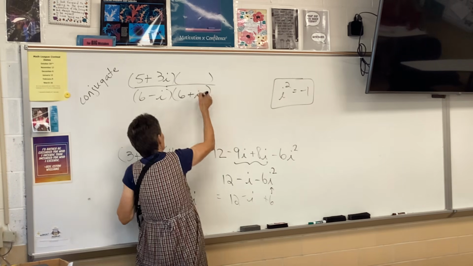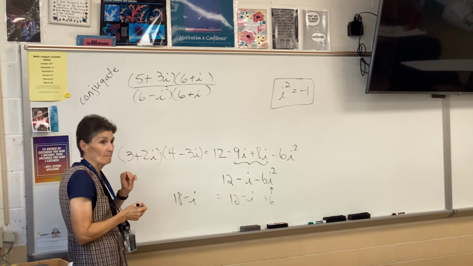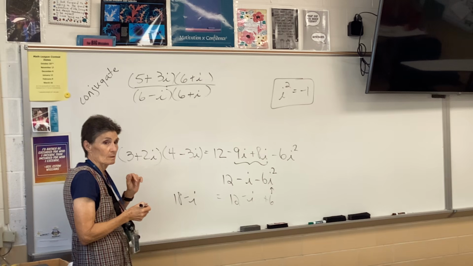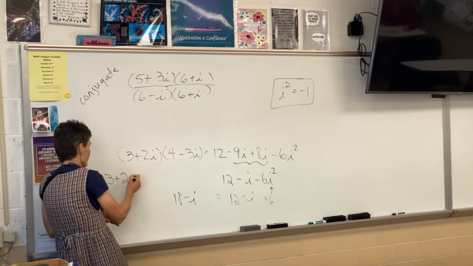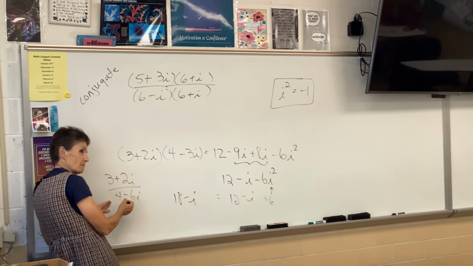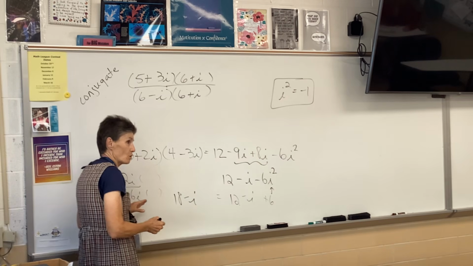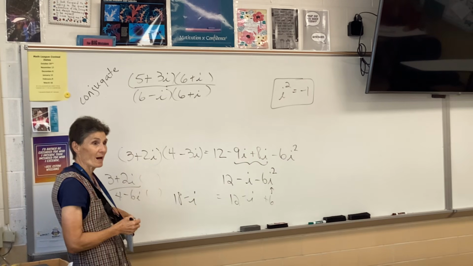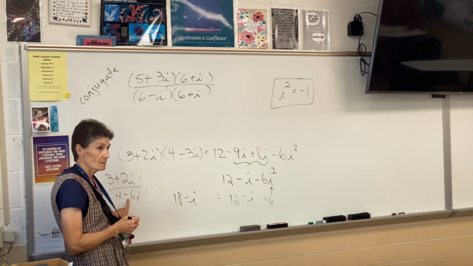If we put a 6 plus i on the bottom, we have to put a 6 plus i on the top. Okay, real quick. What if we had this? What would we multiply by? 4 plus 6i. So we use the conjugate at the bottom, and the conjugate says you change the middle sign. Okay? And it's always the bottom that we do that with.